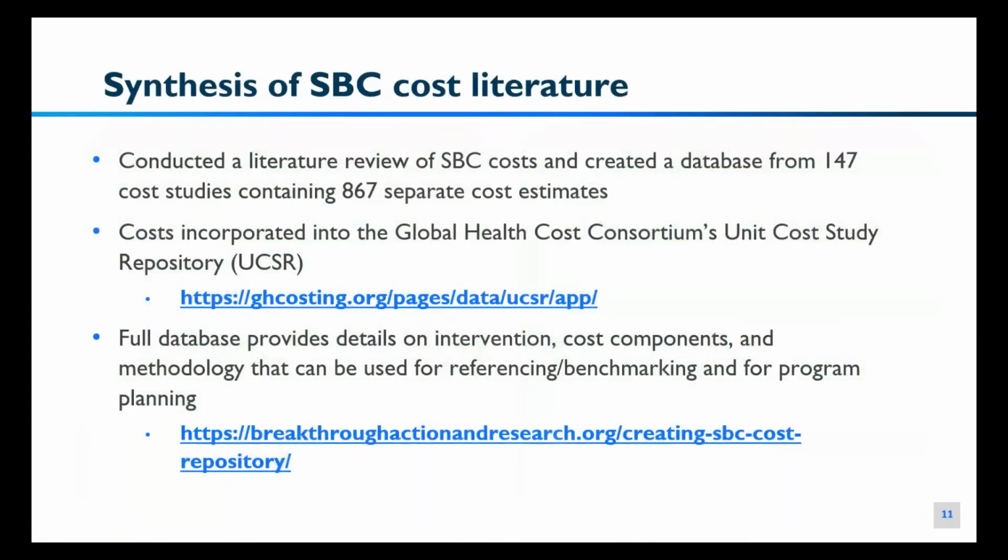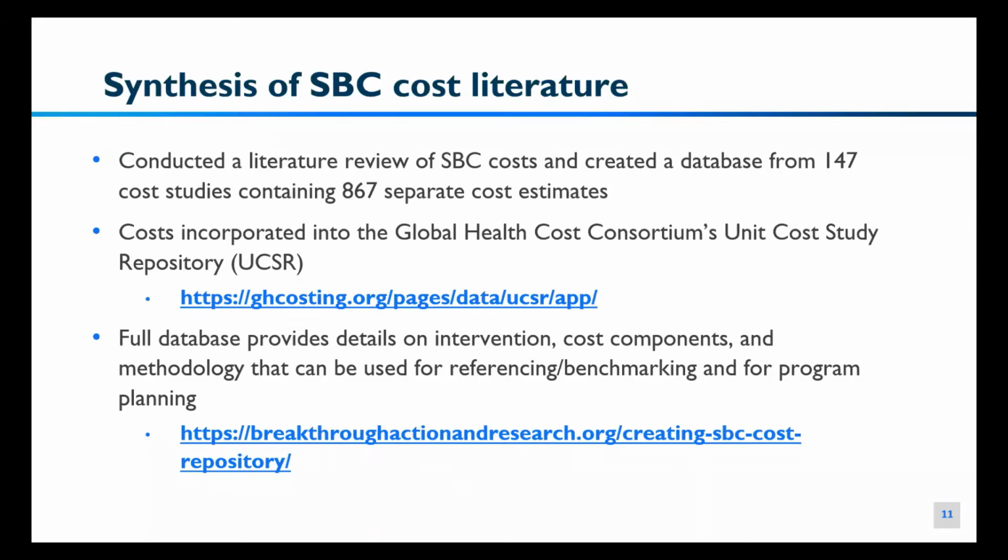So first, the synthesis. We conducted a literature review of SBC costs and found 147 cost studies across all health areas, and they contain 867 separate cost estimates. That's because sometimes you would have a cost for a different type of provider or a different country, those kinds of dimensions of the cost. So most of the costs, or a subset of the information associated with costs, we then incorporated into the Global Health Cost Consortium's Unit Cost Study Repository, or UCSR.